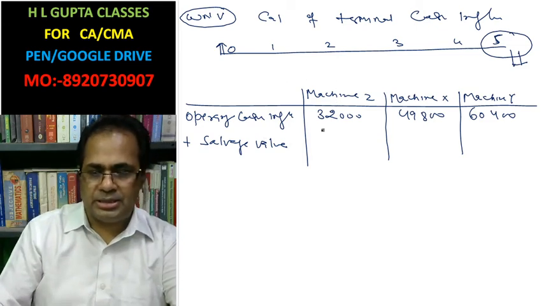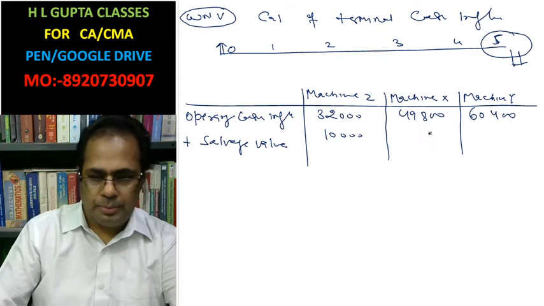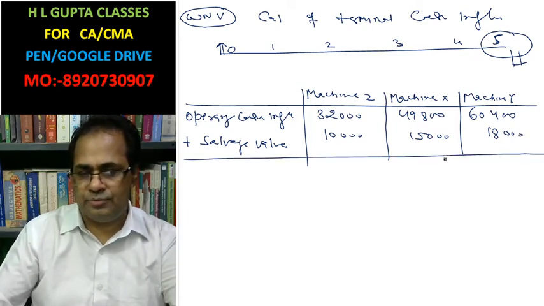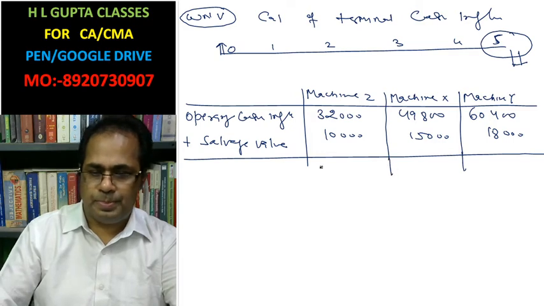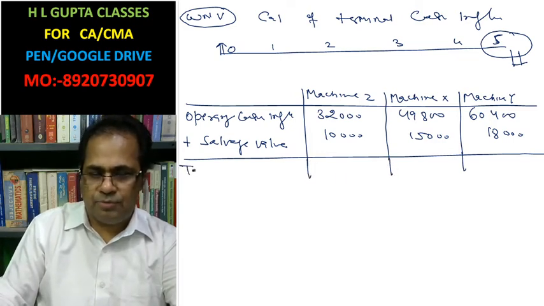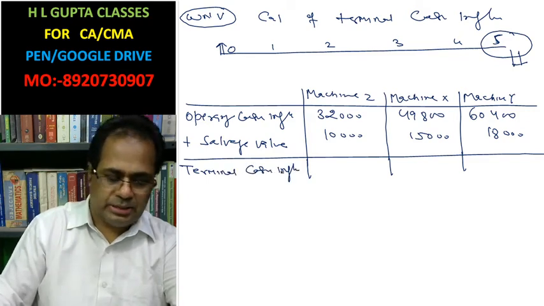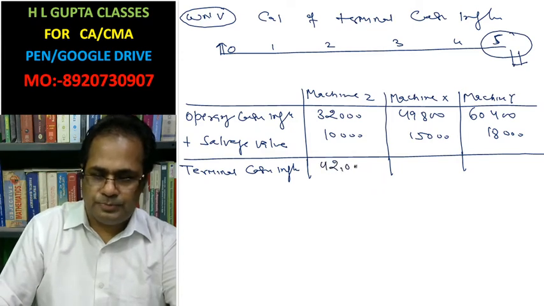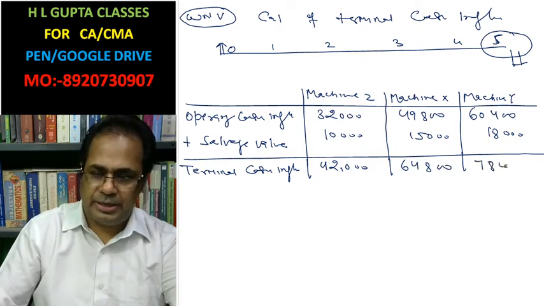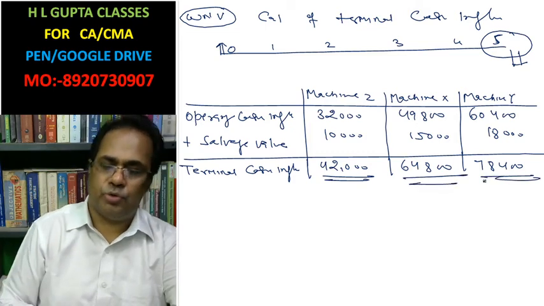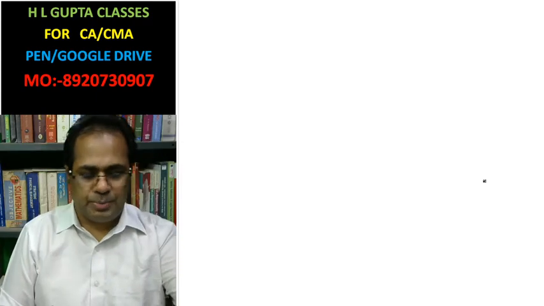This is 10,000, 15,000, 18,000. Now we can say the terminal cash inflow. Terminal cash inflow: this is 42,000, 64,800, 78,400. Now we can calculate net present value.